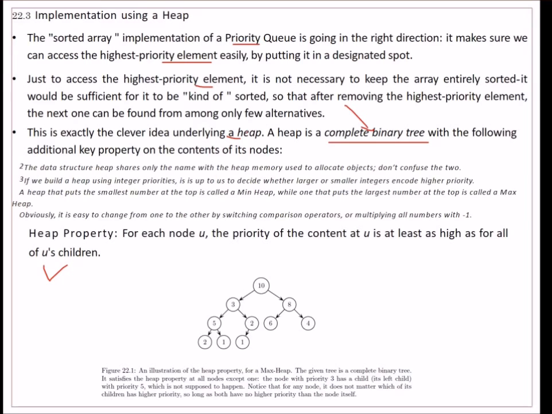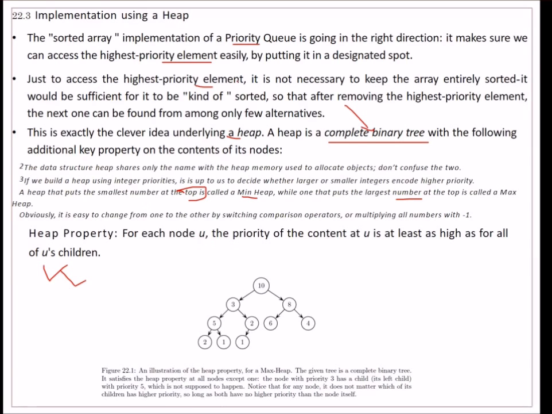If we build a heap using integer priorities, it is up to us to decide whether larger or smaller integers encode higher priority, or vice versa. So the heap that puts the smallest number at the top, we call a min heap, and the heap which puts the largest element at the top, or the root, is called the max heap, right? So we can always switch it over, but let us come back to our heap properties.